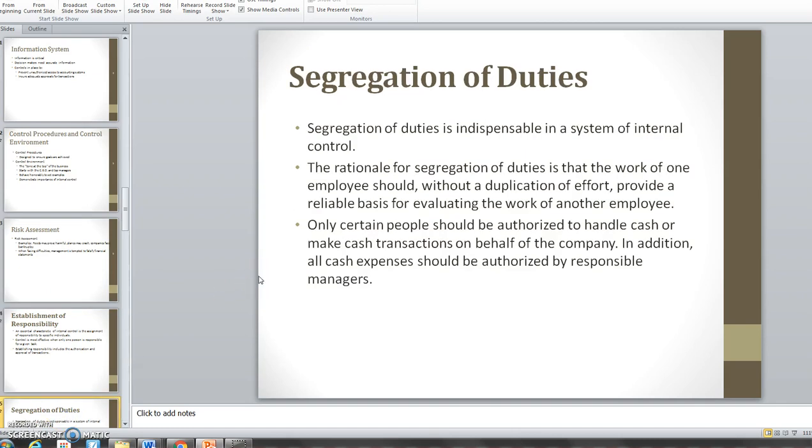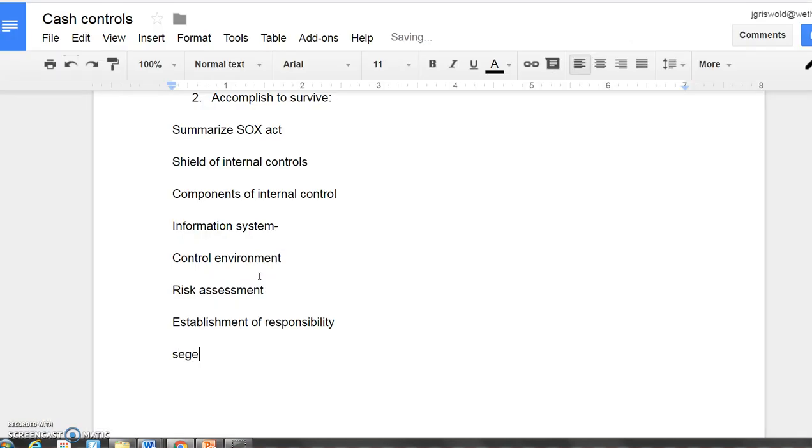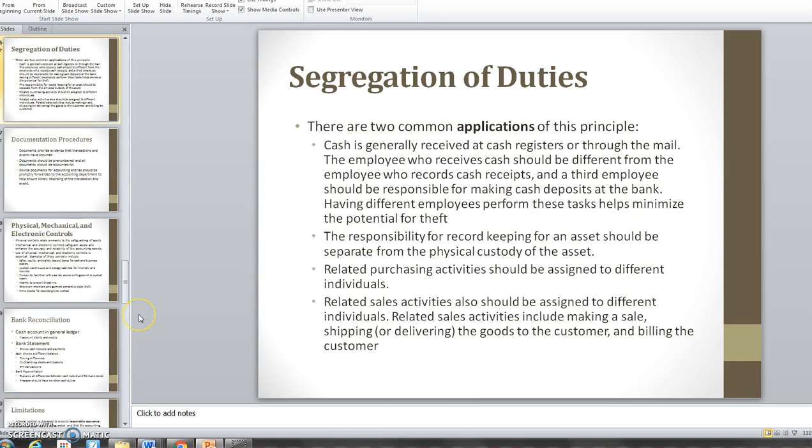Brings me to segregation of duties. It's indispensable. It's essential. The work of one employee should provide a reliable basis for evaluating the work of another employee. Only certain people should be authorized to handle cash or make cash transactions. And they have to be authorized by responsible managers. So let's add that to our notes. Very important. Essential characteristic. Segregation of duties.